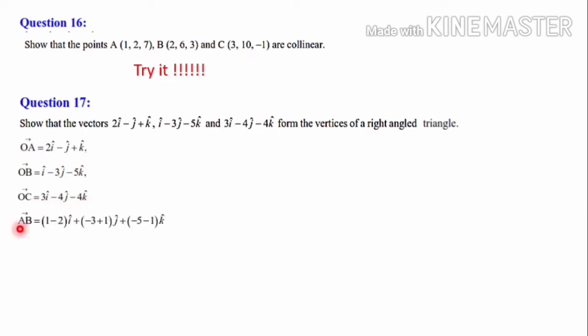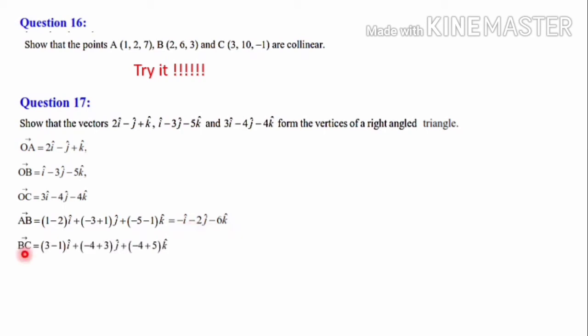From here let's calculate vector AB. Vector AB means position vector of B minus position vector of A. So here the scalar component of i is 1 minus 2, so (1 minus 2) into i cap, plus (minus 3 minus 1), minus 1 is plus 1... so (minus 3 plus 1) into j cap. Then plus (minus 5 minus 1) into k cap. When you do the calculation we will get minus i cap minus 2j cap minus 6k cap.